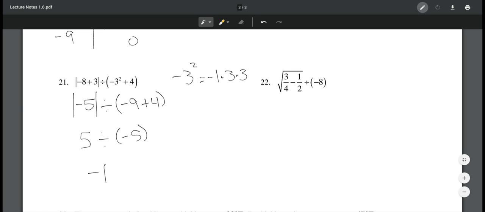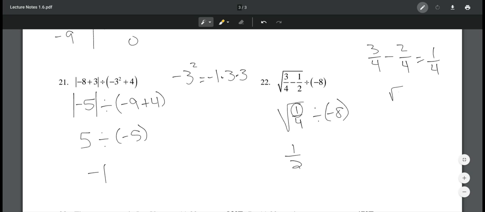Now, in the last example, we are going to take what's under the radical. So I'm going to come over here in my workspace. I need a common denominator. So 3/4 minus 2/4, that would give me 1/4. So the square root of 1/4 divided by negative 8. When I take the square root of 1/4, I get 1/2. The square root of 1, I should be thinking square root of 1 is 1, and the square root of 4 is 2. And I'm going to divide that by negative 8.